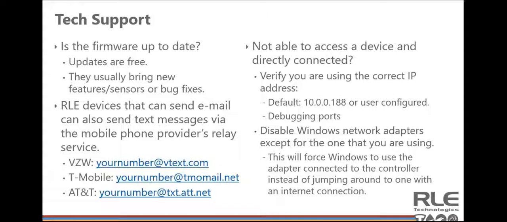And then starting off, just, can you connect to the device at all? First of all, just check the default IP address. For a lot of our equipment, it's 10.0.0.188, but check the datasheet. You can also access the debugging ports on the controllers to look up the network configuration. And then if you're still having trouble, we recommend disabling any Windows network adapters that you aren't using.